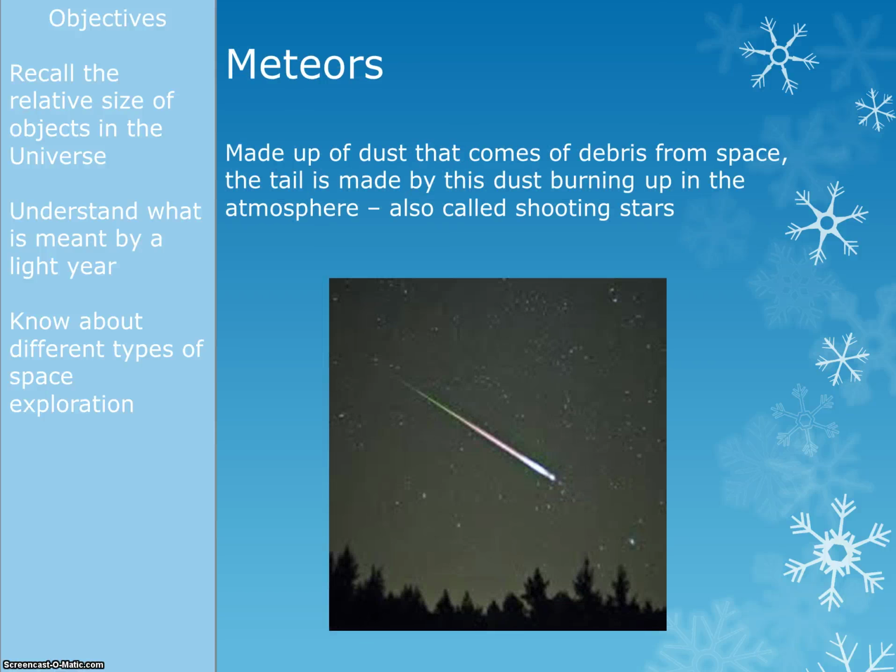Right, meteors. So meteors are basically hunks of dust and rock that come from space debris. Chunks of rock that are just floating around in space. And the tail is just the dust burning up in our atmosphere. So when meteors come through our atmosphere, the dust trail behind them lights up, just ignites, and we get the pretty trail, and that's what we call shooting stars.